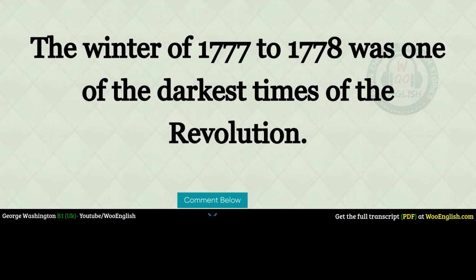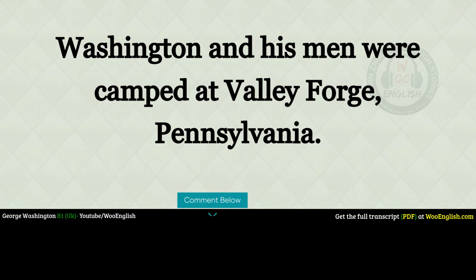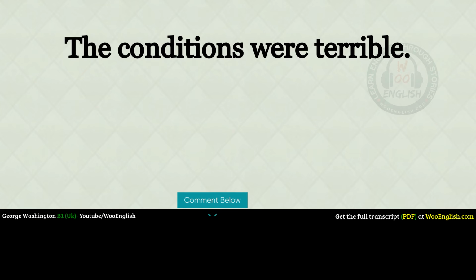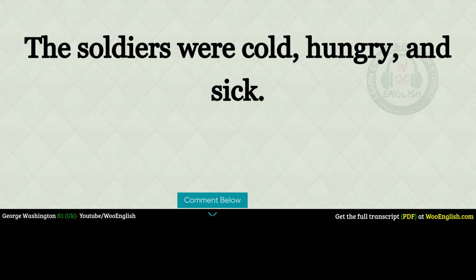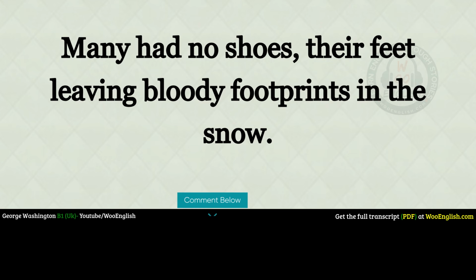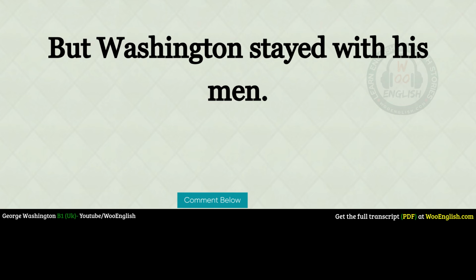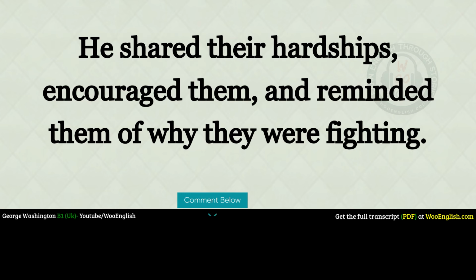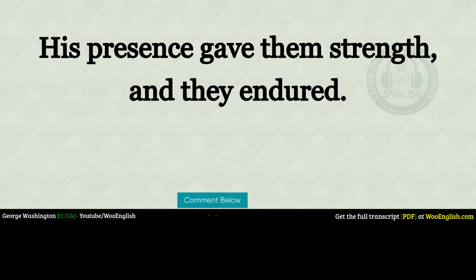The winter of 1777 to 1778 was one of the darkest times of the Revolution. Washington and his men were camped at Valley Forge, Pennsylvania. The conditions were terrible. The soldiers were cold, hungry, and sick. Many had no shoes, their feet leaving bloody footprints in the snow. But Washington stayed with his men. He shared their hardships, encouraged them, and reminded them of why they were fighting. His presence gave them strength, and they endured.